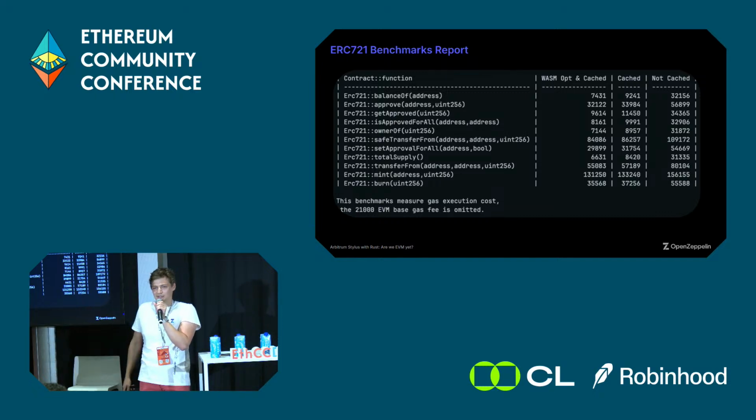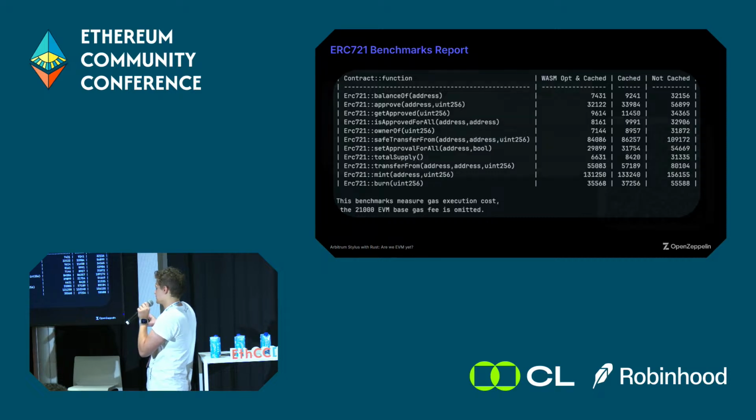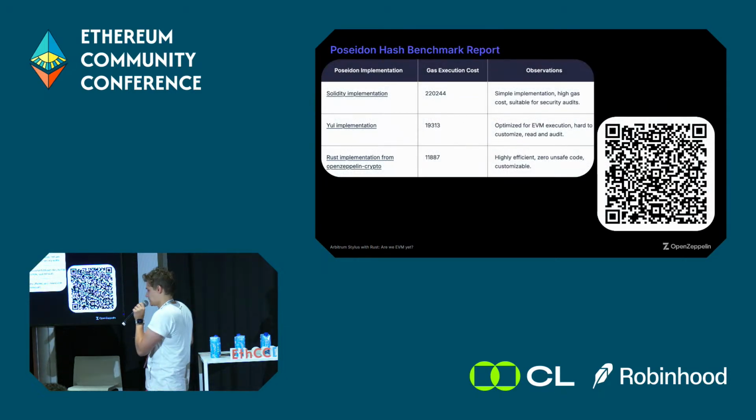And that is the thing about Stylus, that for simple scenarios, for simple tokens, it is not that optimal to use. But of course, if you don't have a target to optimize tokens, you can use it for other applications. For example, we built a Poseidon hash that is currently quite a bit better than Solidity. And that is the area where Stylus shines.